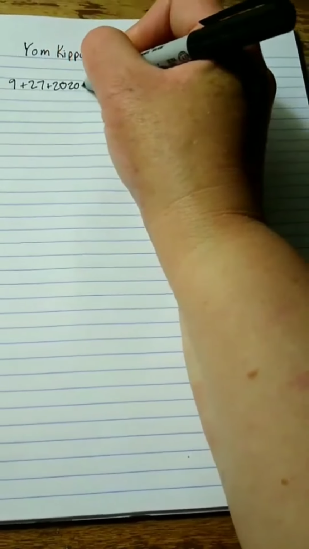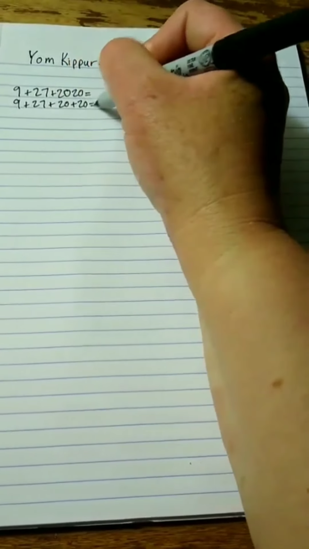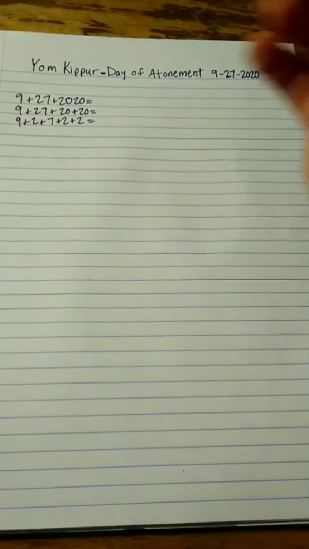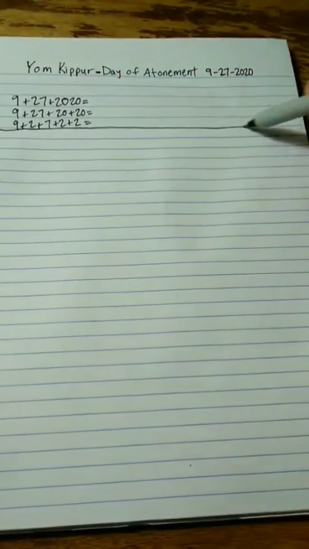All right, so what we're going to do first is save a little bit of room up top here. We're going to do 9 plus 27 plus 2020 equals, then 9 plus 27 plus 20 plus 20 equals, then 9 plus 2 plus 7 plus 2 plus 2. Forget the zeros, they don't count, okay? All right, and then we're going to make a line, and we're going to do multiplication under that.